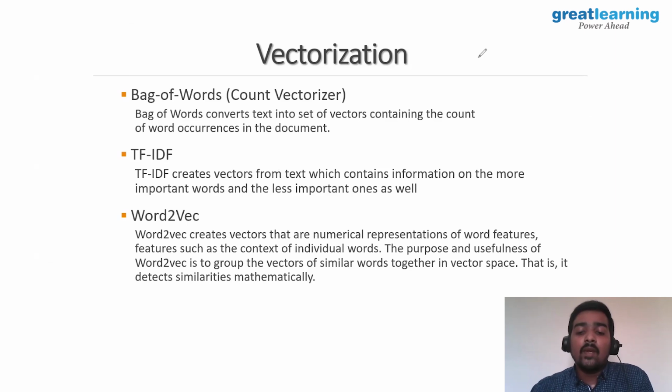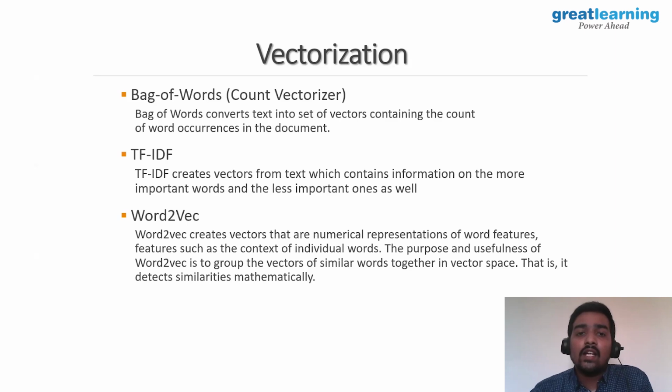Clear? And coming to word2vec. So what is word2vec? Word2vec is something which creates vectors that are numerical representations of word features, features such as the context of individual words. The usefulness of word2vec is to group the vectors of similar words together in vector space. So let's understand what is word2vec.